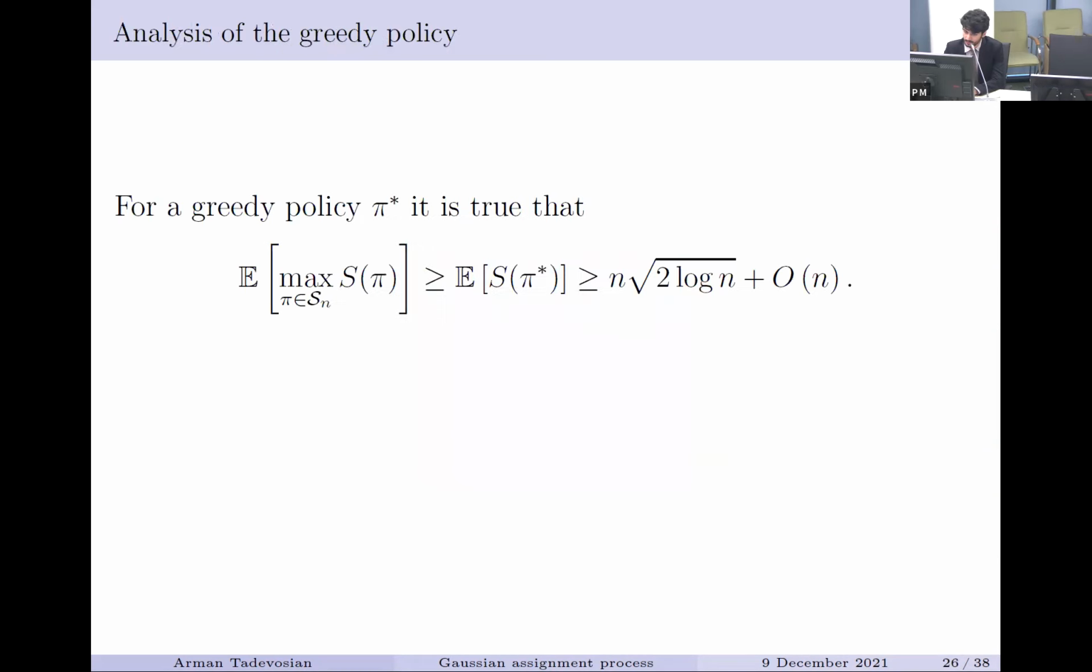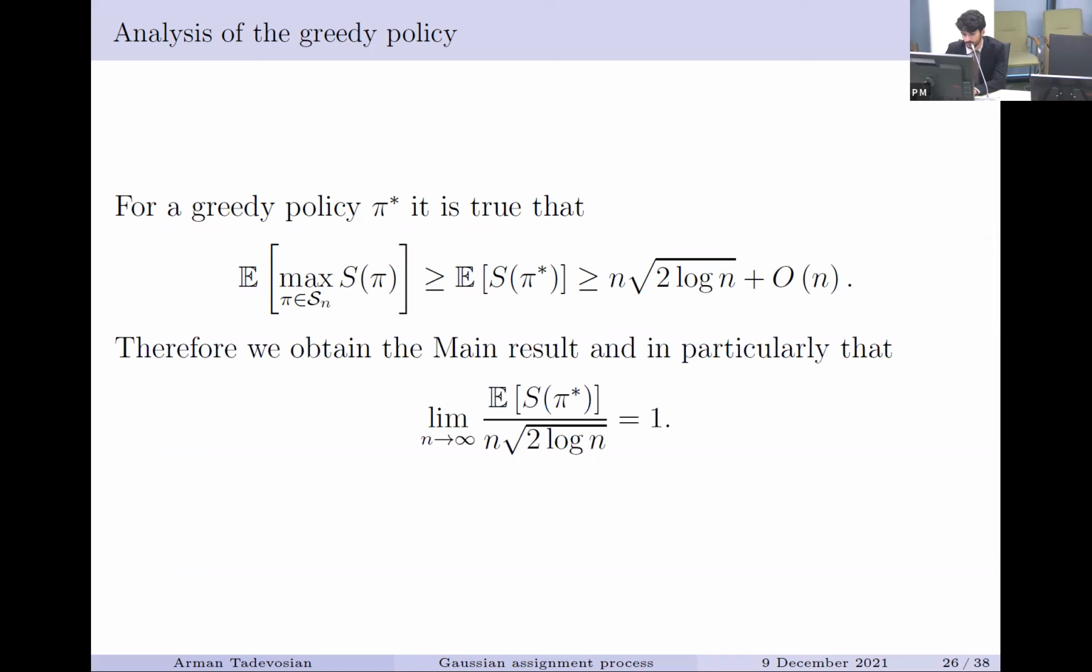This greedy policy has some pretty nice properties. It can be shown that the expectation of the maximum is bounded below by the expectation of S of pi star, which is n times the square root of 2 log n plus big O of n. Therefore, we obtain the main result, and in particular, the expectation is attained on this permutation.